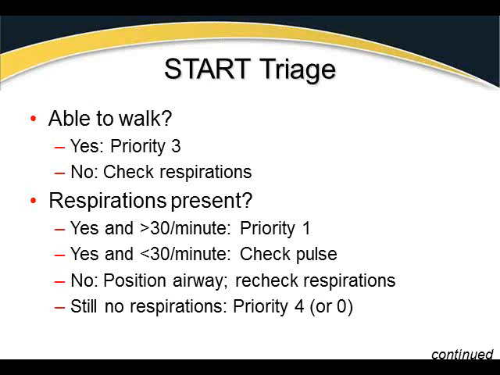So if they were not able to walk, then we start going person by person and check for respirations. If their respirations are present and greater than 30 per minute, so very fast, they get priority 1. If it's less than 30 per minute, we move then down the line to check a pulse. We'll come back to that. If they have no respirations, we're going to open their airway and check for respirations and then assign based off of that. If still no respirations, they're dead.